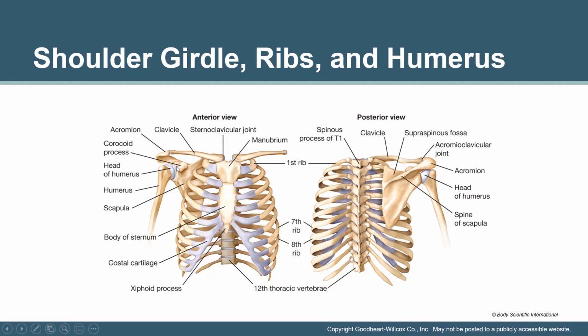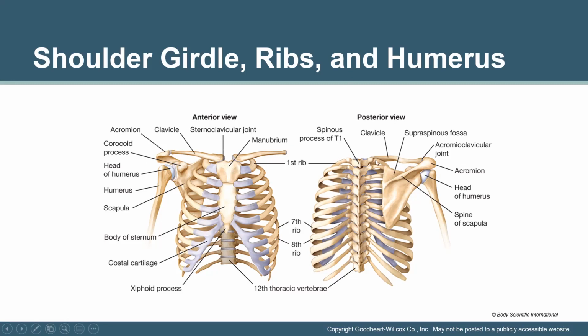We see something called a coracoid process that's also on the shoulder blade. Again, we're looking at this from the anterior portion. The head of the humerus is the ball of the ball and socket joint of your shoulder, where your humeral head articulates with the glenoid cavity of the scapula. The humerus is your upper arm bone.